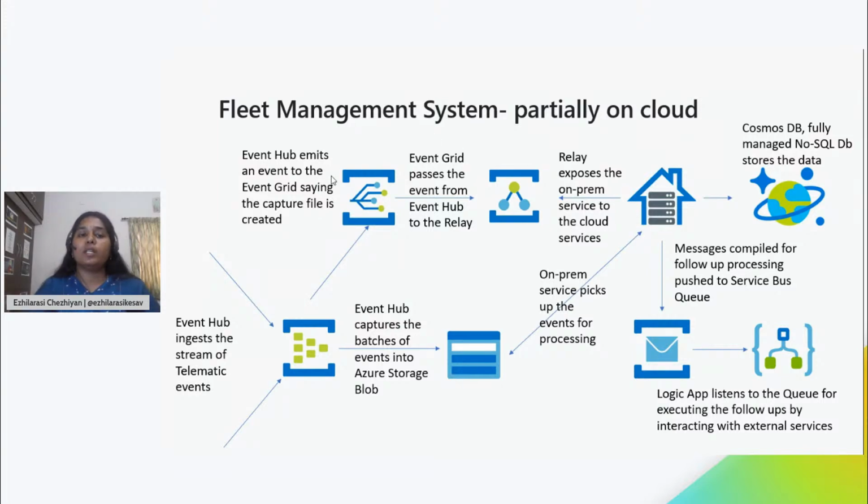And this Event Grid passes the event to the Relay, saying that the file that you're looking for is now available. Now, the on-prem application can comfortably pick up the file from the storage blob and continue with the processing at its own pace. So this part is completely achieved.